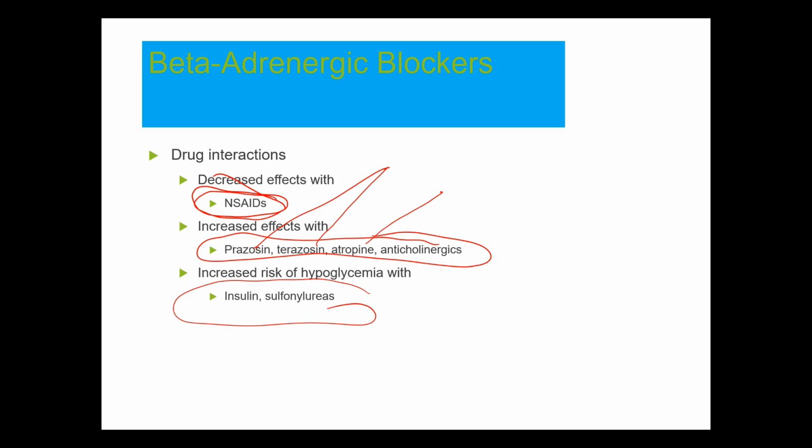Insulin, obviously, we know causes your blood sugar to drop. So you have to be careful if they're on the beta blockers. Again, it can hinder your feeling of having hypoglycemia. So you have to make sure you check the blood sugars very often. All right, and that's it.